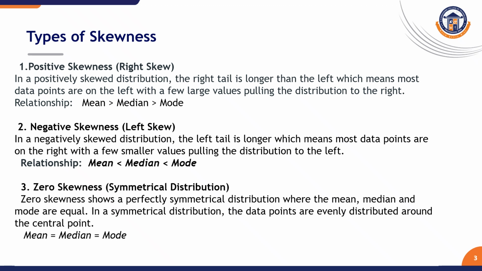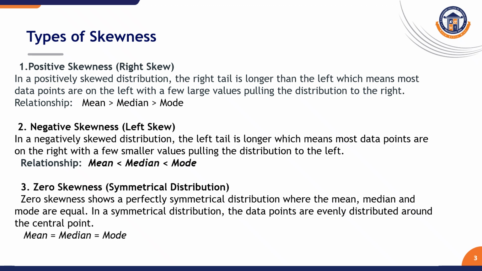Now let us come to negative skewness. In a negatively skewed distribution, the left tail is longer, which means most data points are on the right with fewer smaller values pulling the distribution to the left. In this case, the relationship is mean less than median less than mode.